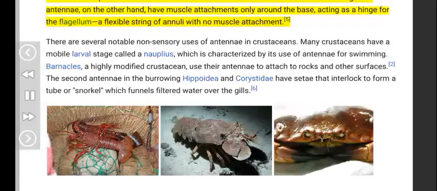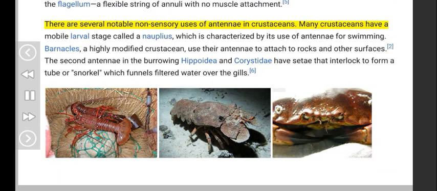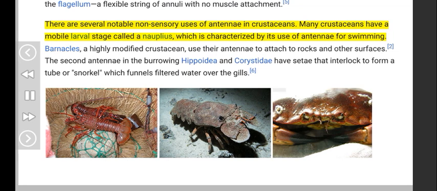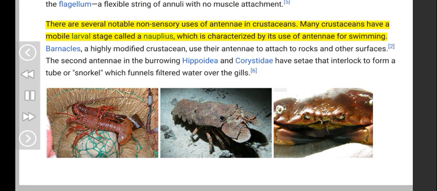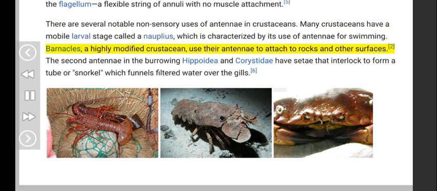There are several notable non-sensory uses of antennae in crustaceans. Many crustaceans have a mobile larval stage called nauplius, which is characterized by its use of antennae for swimming. Barnacles, a highly modified crustacean, use their antennae to attach to rocks and other surfaces. Antennae in the burrowing Hippoidea and Corystidae have setae that interlock to form a tube or snorkel, which funnels filtered water over the gills.